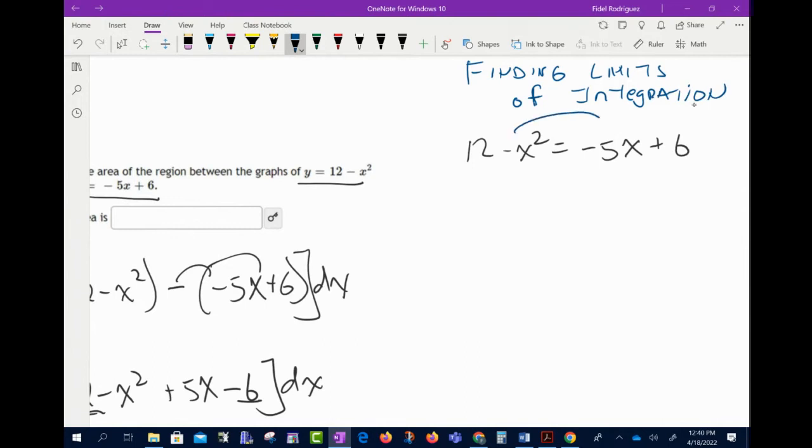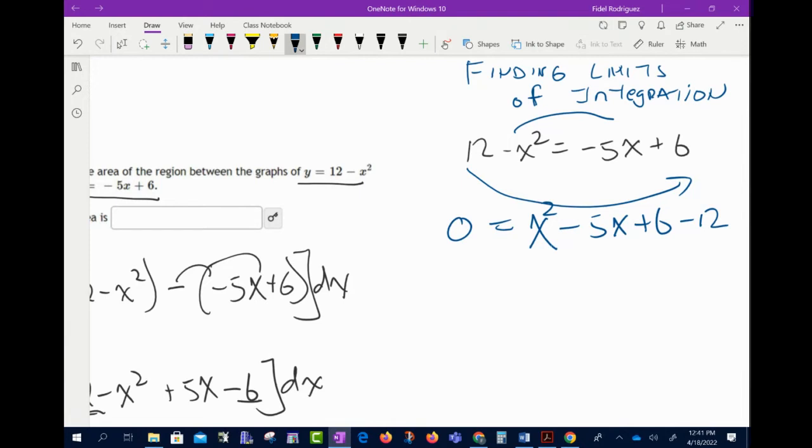So, y'all, if it's cool with you, I'm going to move that x squared over, and I'm going to move this 12 over. When we move the x squared over, it becomes a positive x squared. I still have a negative 5x. I have a plus 6, but when I move the 12 over, it becomes minus 12, right? Because my signs are changing.